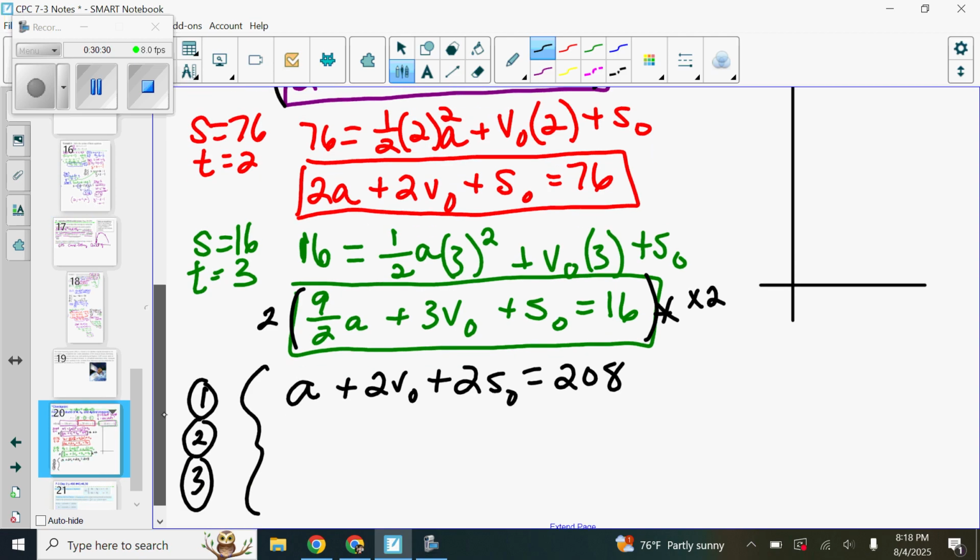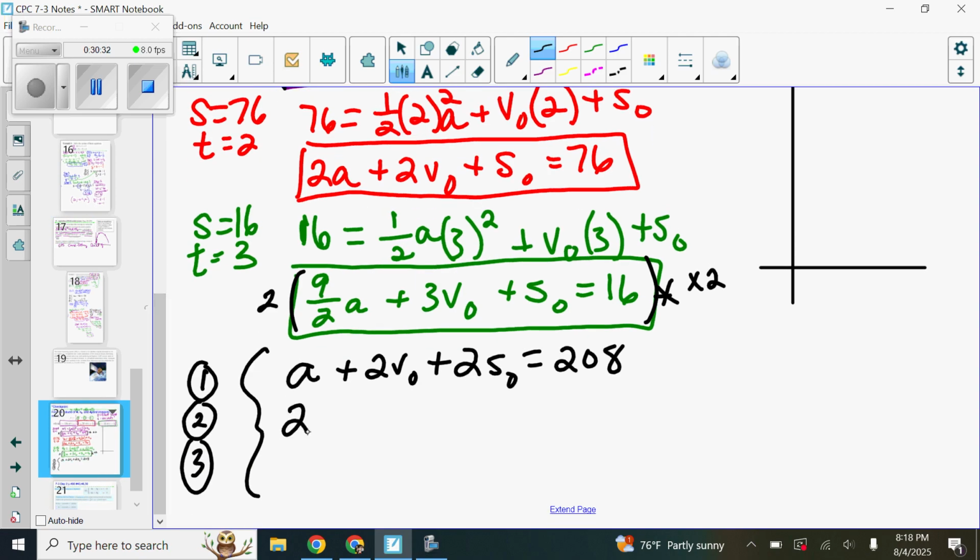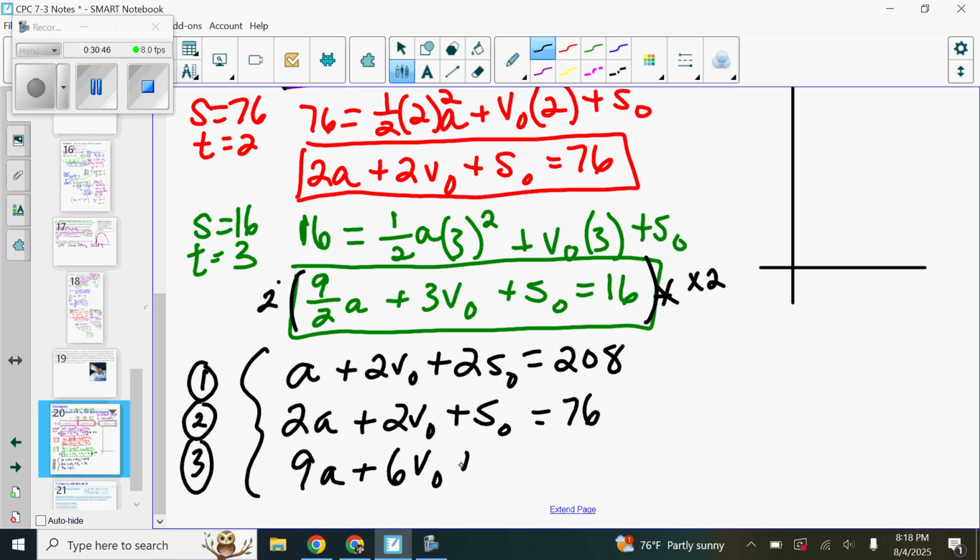That middle equation, the red one, actually seems fine. Nothing too obnoxious with that. So we're going to leave that one alone as our equation 2. And then equation 3, again, I'm going to distribute that 2 through just to make this a little bit easier. So a 9a and a 6v0 and 2s0, and then double it over there would be 32.